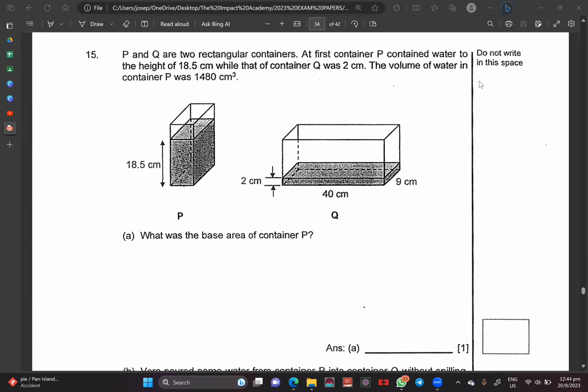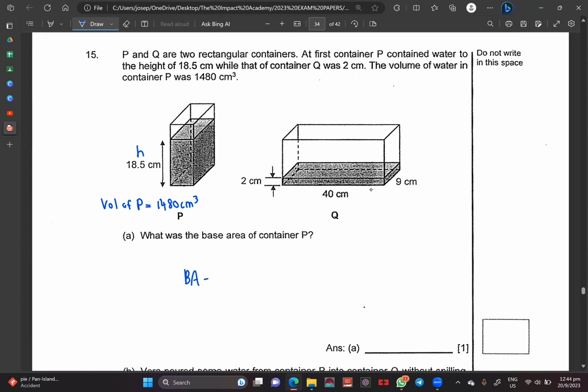Now over here, they say that the volume of water in container P was 1,480. So what you want to do is quickly write down that the volume for P is actually equal to 1,480 cm³. And because you have the height over here, you have the volume, you can quickly find the base area of container P, which is what they want us to find in A.